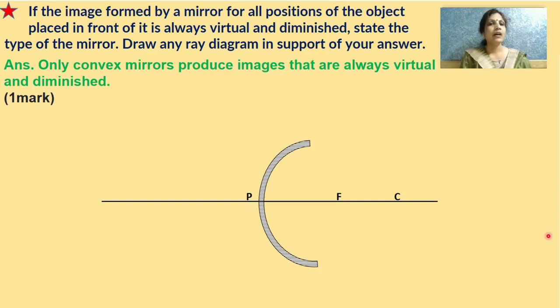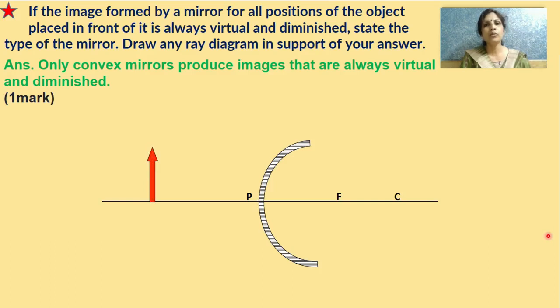Alright, now you are asked to draw a ray diagram, any one ray diagram. So I have drawn a convex mirror here, the pole is marked, principal focus and C is the center of curvature. So since we are asked to draw the ray diagram wherein the object is placed anywhere between infinity to pole, so we will keep the object like this.